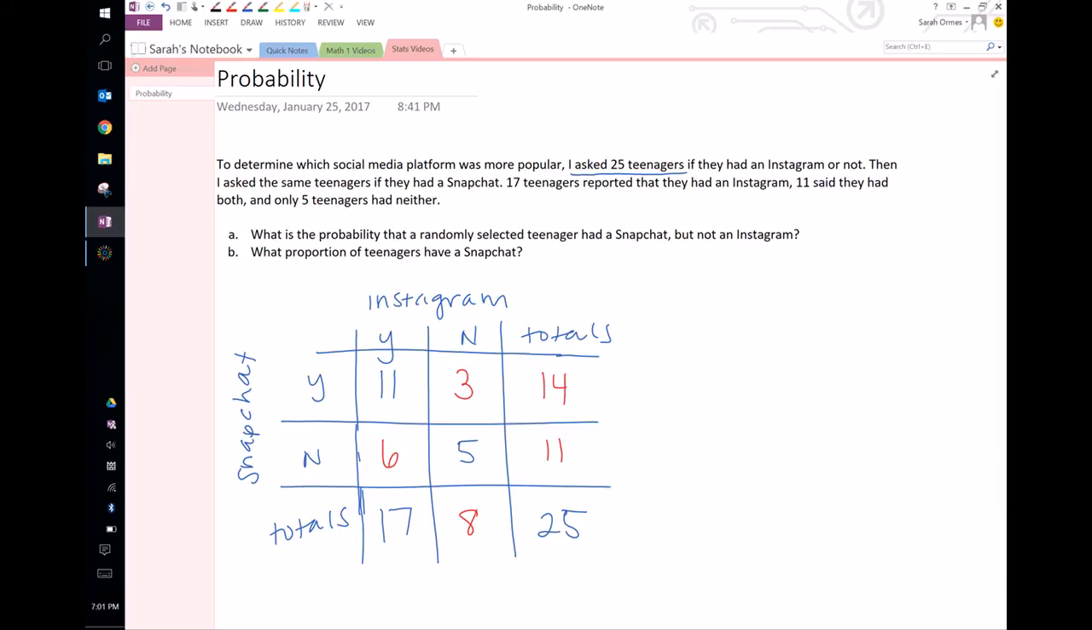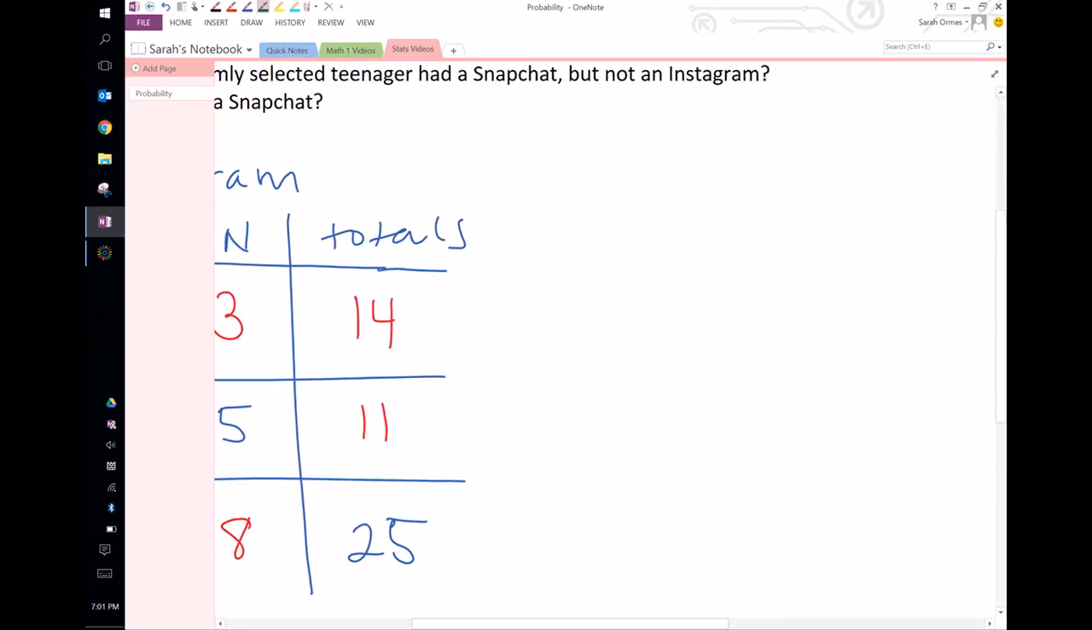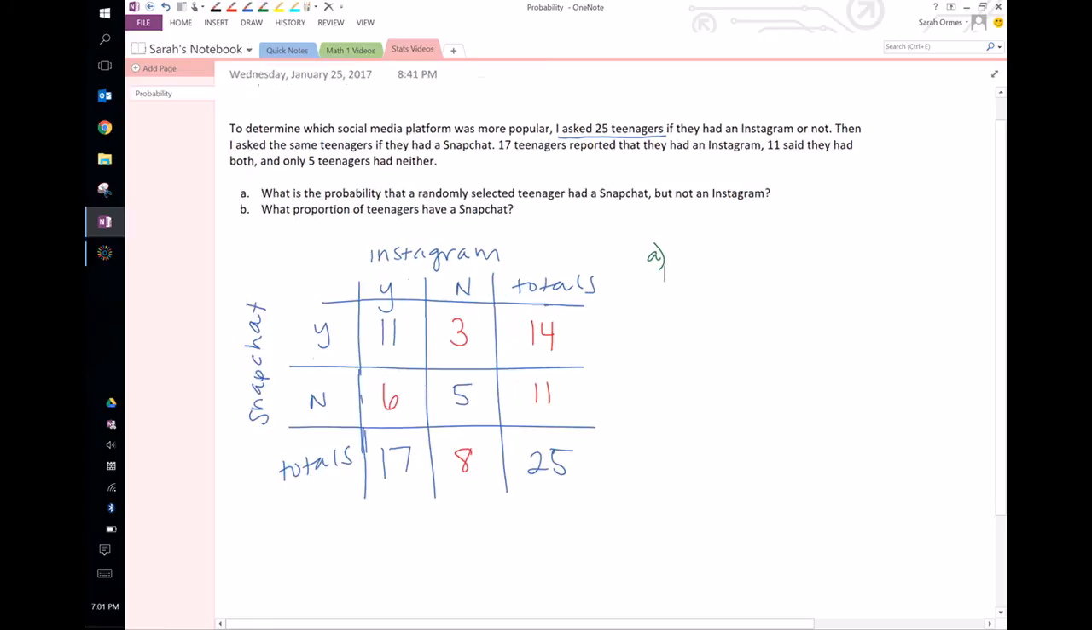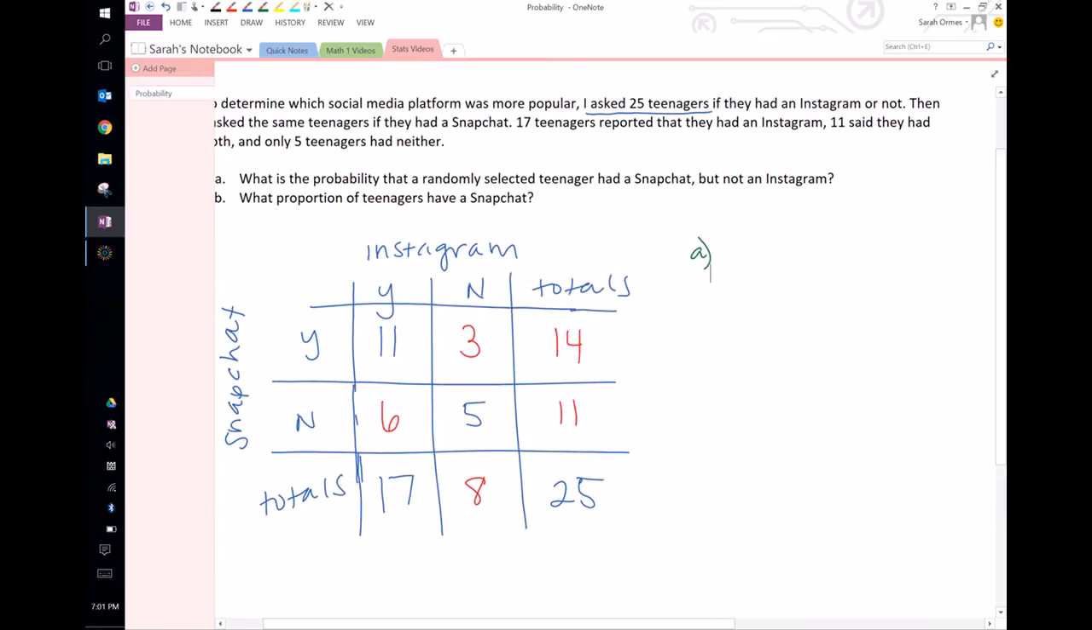So part A, oops, too much zoom. Part A says, what is the probability that a randomly selected teenager has a Snapchat but not an Instagram? So remember to write your probability statements. Probability that they have a Snapchat but no Instagram.